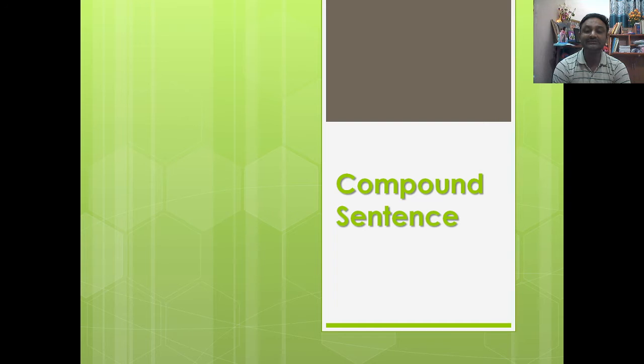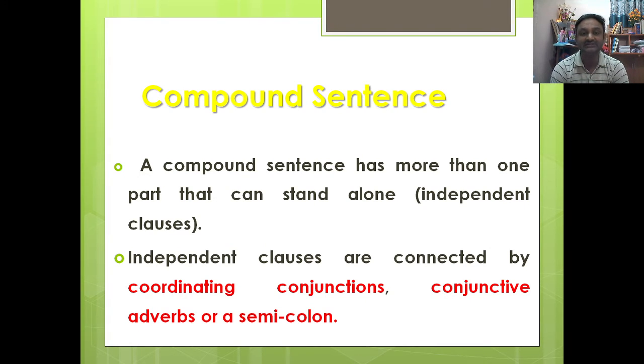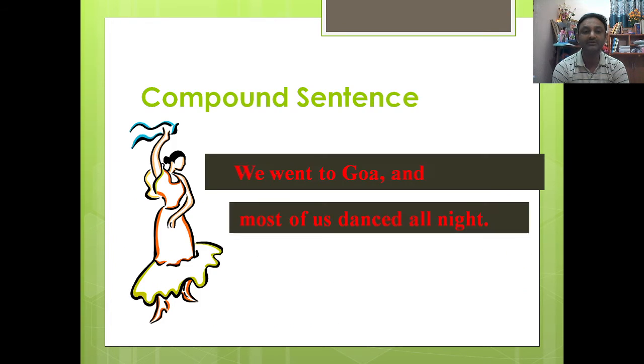So now look at another one. The second one is the compound sentence. We can understand a compound sentence as having more than one part that can stand alone. That means independent clauses, which are connected by coordinating conjunctions, conjunctive adverbs or a semicolon. So the connections have been divided into three parts: coordinating conjunctions, conjunctive adverbs or a semicolon. Now we can look into it.